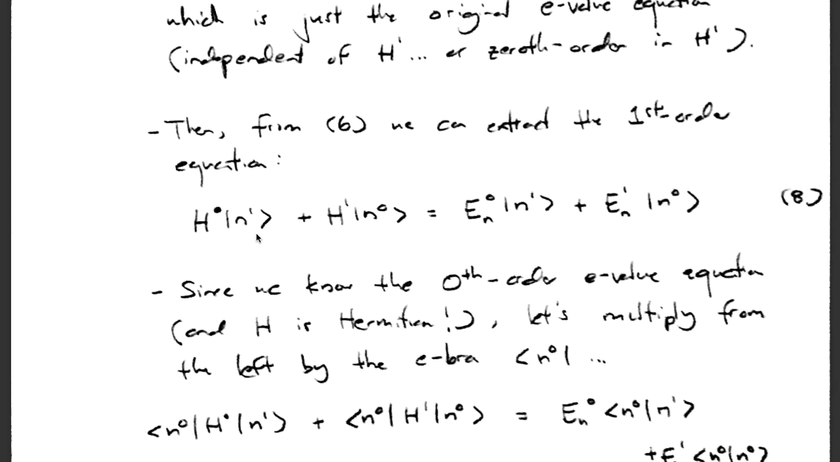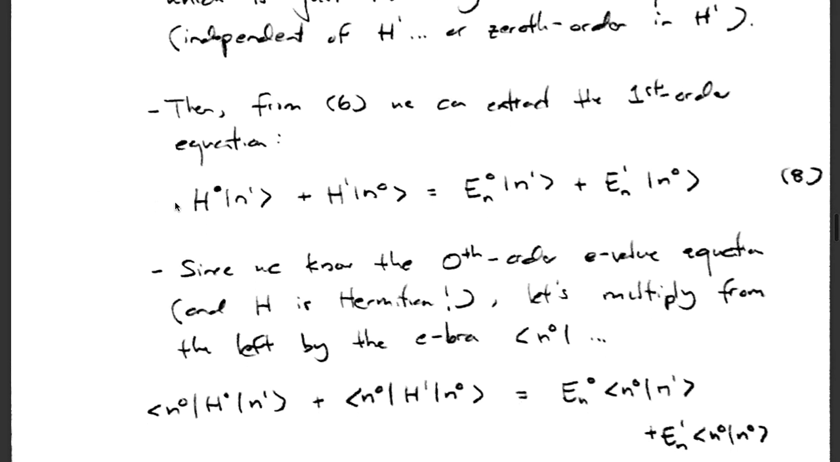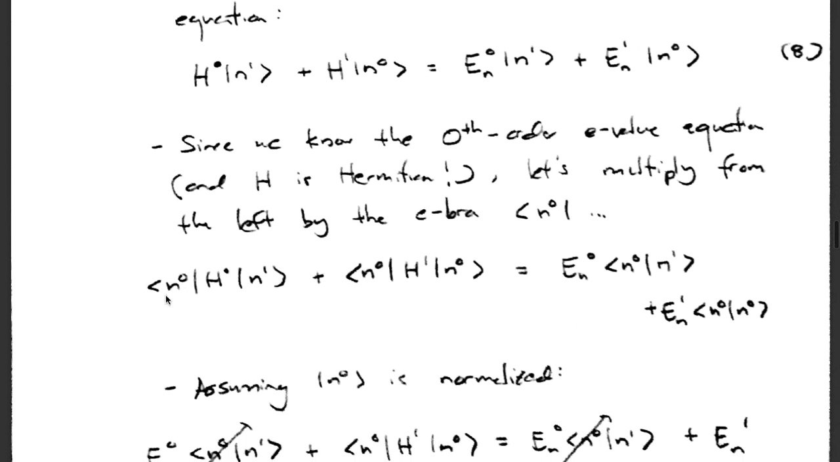And one way we can do that is to use the fact that we know what the eigenvalues of this guy are, right? And it's a Hamiltonian, so we know they're Hermitian. Okay, so what I can do is multiply from the left by an eigenbra of the H naught Hamiltonian, right? So when I do that, I would get an equation that looks like this.